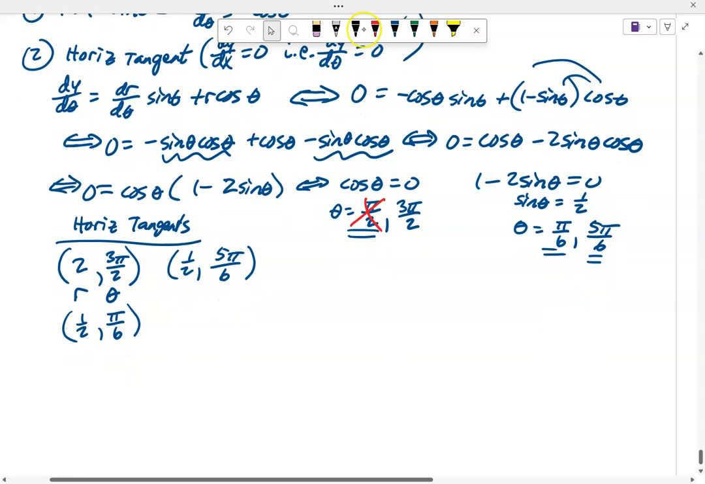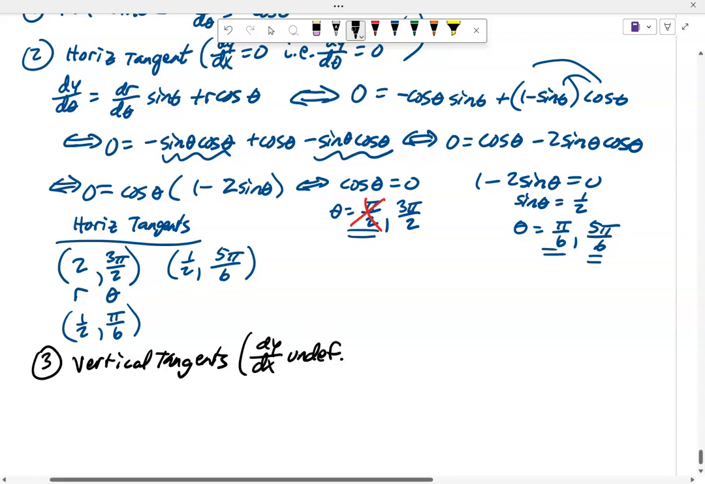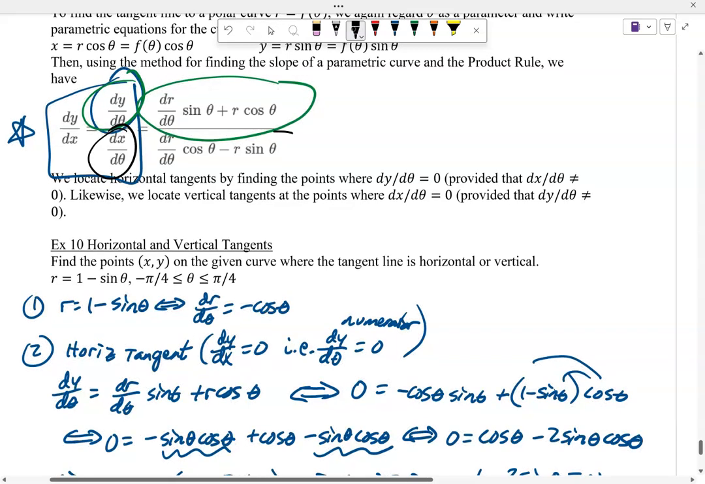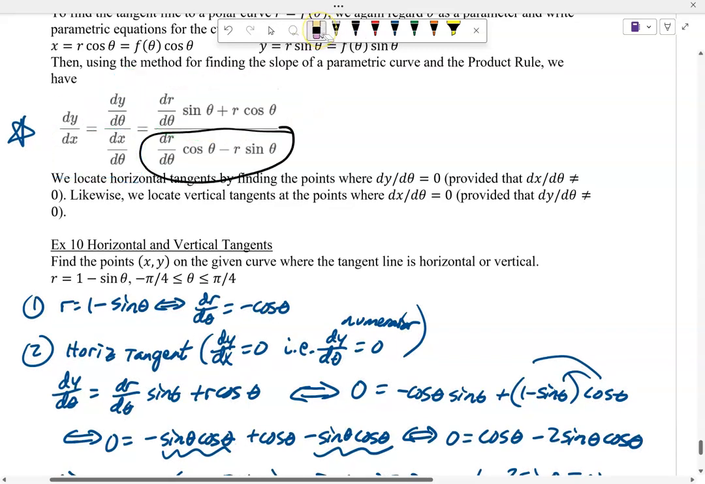Now let's go to our vertical tangents. This is where dy dx would be undefined. All right, what makes it undefined? When the denominator, in this case dx d theta, is 0. When is dx d theta equal to 0, right? Our denominator. So I'm going back up here. When is this 0? There's my dx d theta. Let me erase all. When is my dx d theta, which is right there, 0?